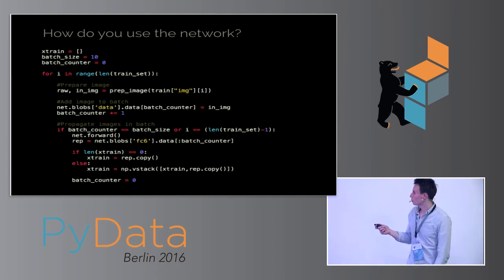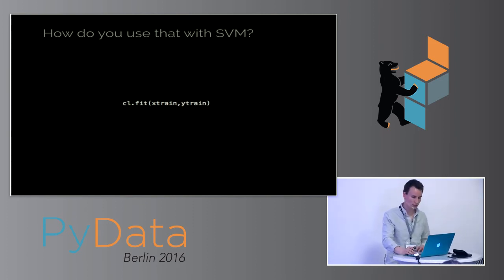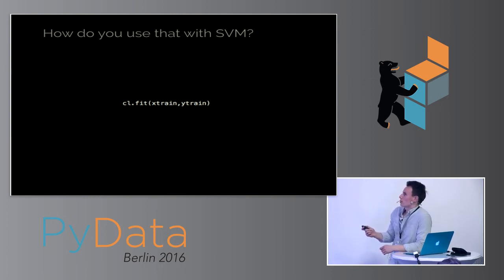And that's how you prepare your training set. Very easy. And then how do you use SVM? You just put your data which you got from the neural network into the classifier from SVM. And that's it. This is the whole pipeline.